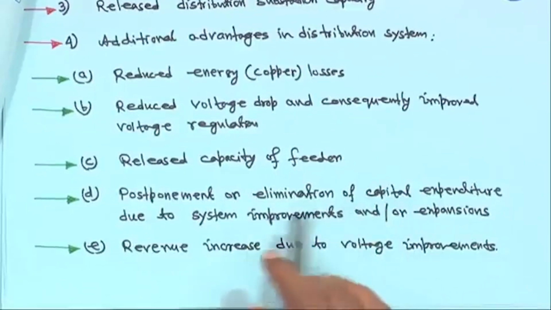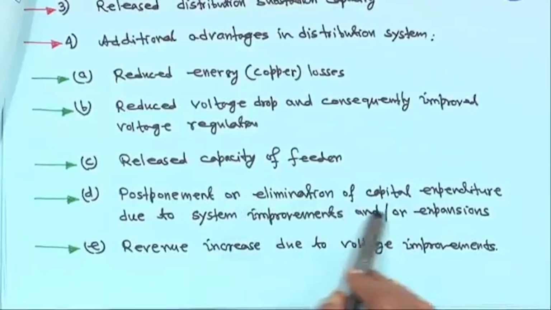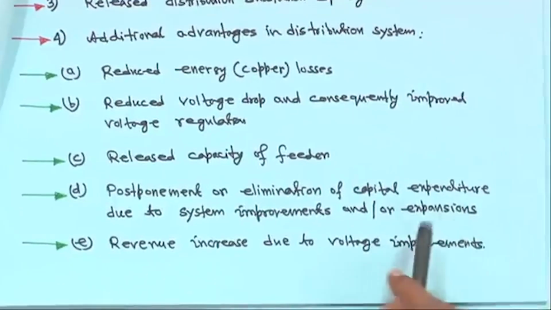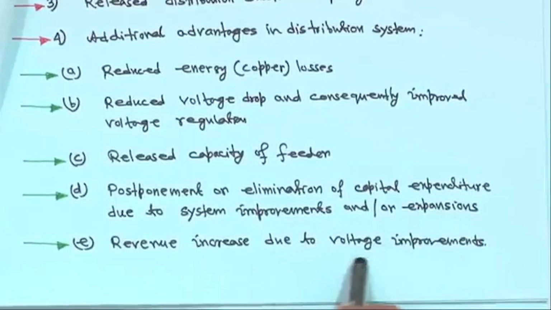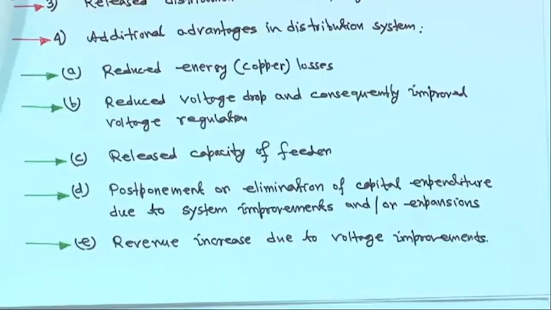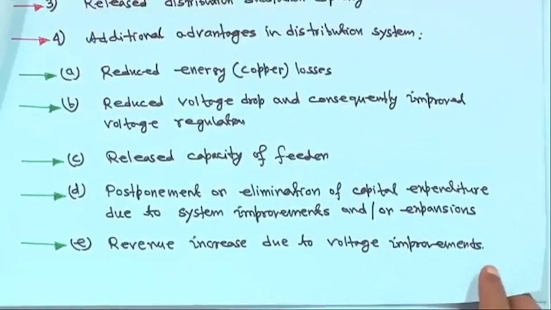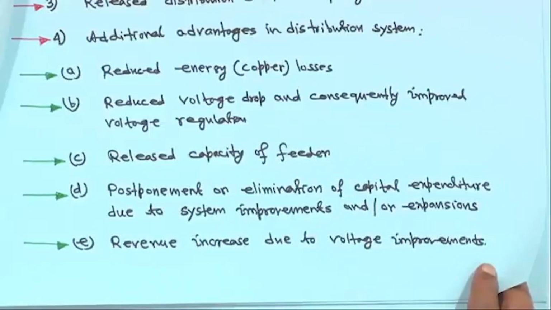And I have told you about the postponement or elimination of capital expenditure due to system improvement or expansion, for all these reasons. And there is revenue increase due to voltage improvement, because when voltage is improved, energy consumption will be better. So, naturally revenue increase due to this will be more.